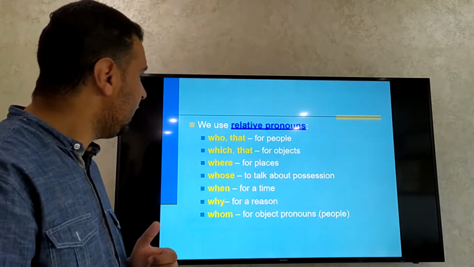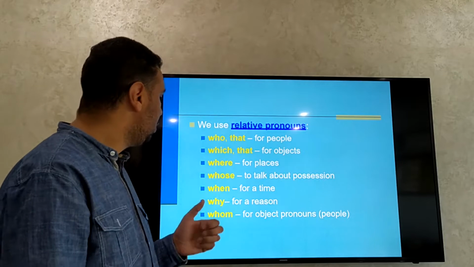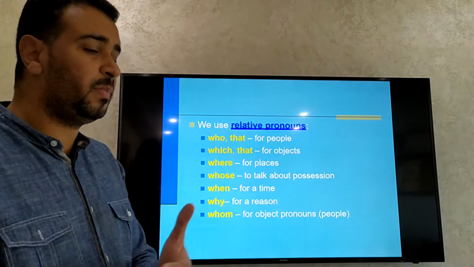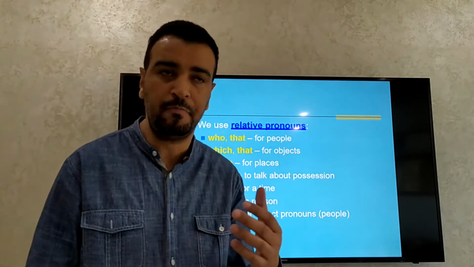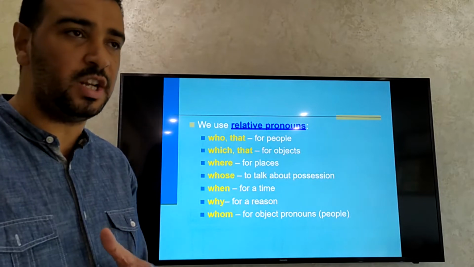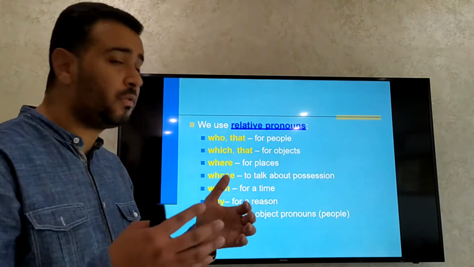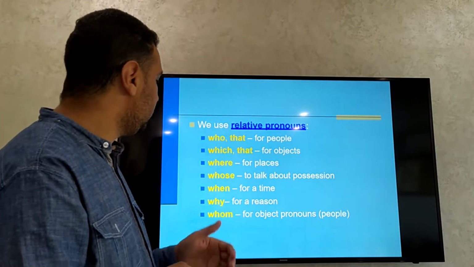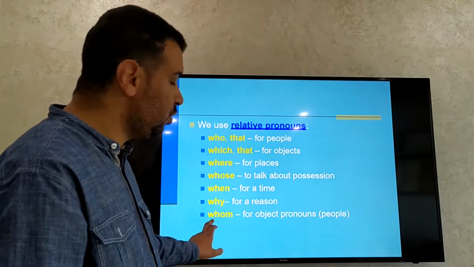Next one is where, and as you can see, it refers to places. Whose refers to possession. For instance, whose pen is it, etc. As you already know, we can use whose to indicate possession. Right here, we can use it as a relative pronoun as well to join two clauses together. When is used for time, why for reason, and finally we have whom.